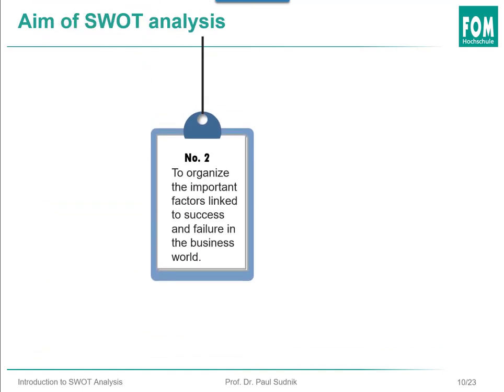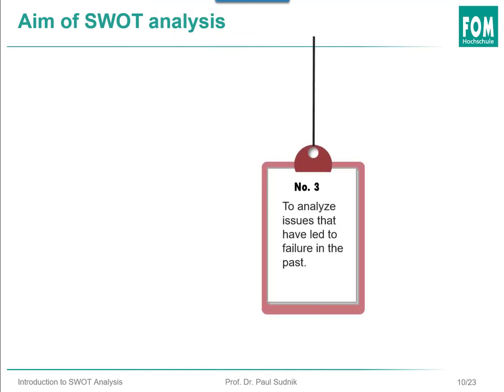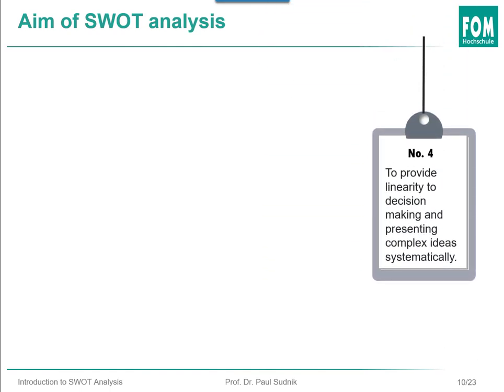Secondly, SWOT helps us to organize the important factors that are linked to success or failure of the business in the outside world. Thirdly, it helps us to analyze issues that have led to failure in the past. If we understand the past, then we'll make sure that we don't make those mistakes again. And fourthly, SWOT helps us to provide a linearity to our decision making. It helps us present complex ideas in a systematic way, and so is helping us to get organized in what we do.